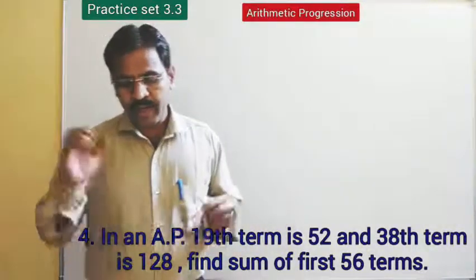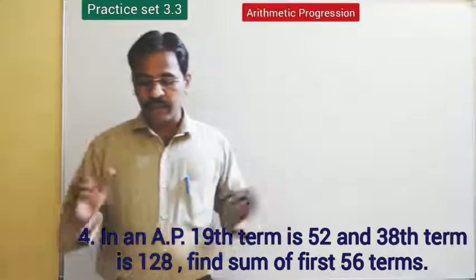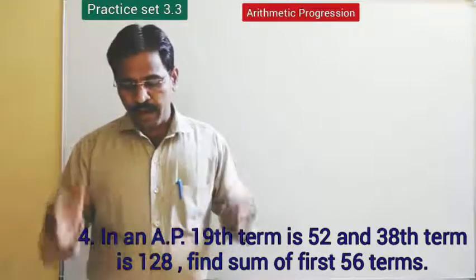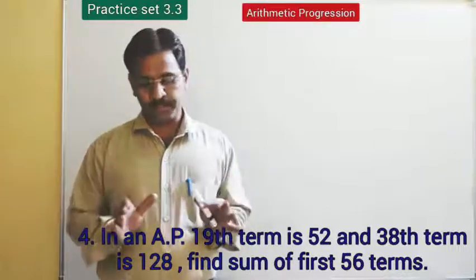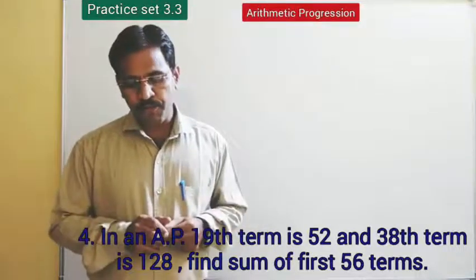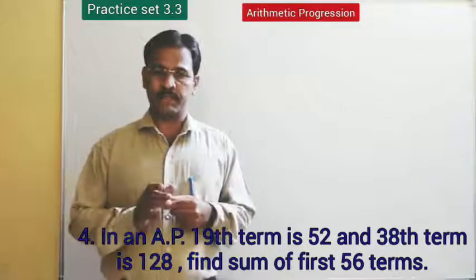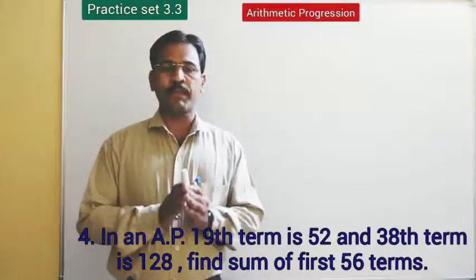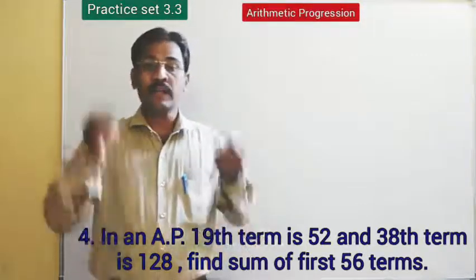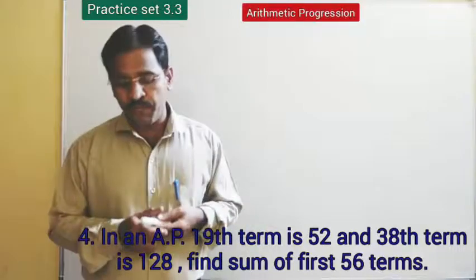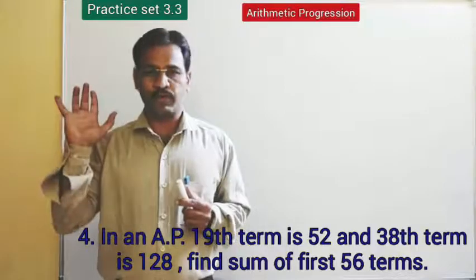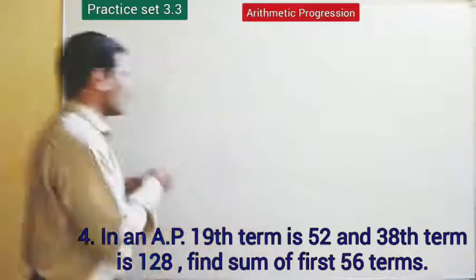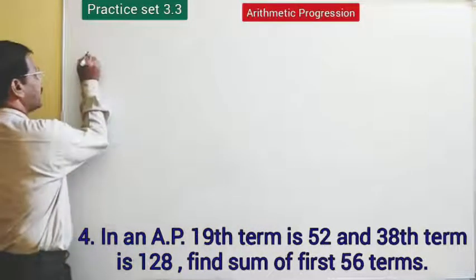See, first, what is the sum? Look here. In an AP, the 19th term is 52 and the 38th term is 128. Find the sum of the first 56 terms. Using all this information, we have to find the sum of the first 56 terms, that means S56. Friends, see the fourth sum of that practice set.